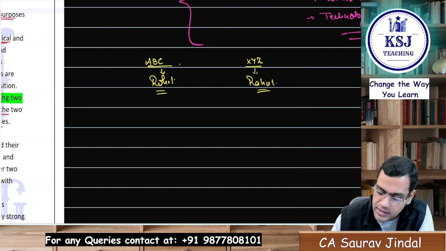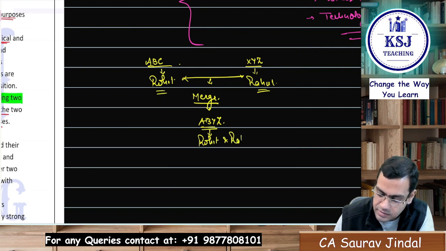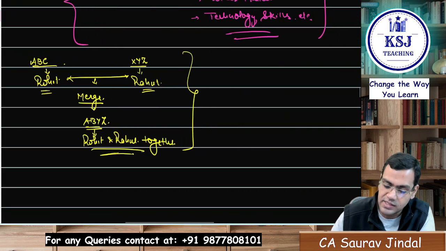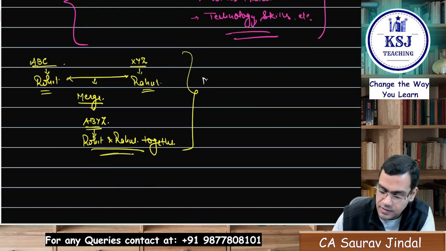What they do, they merge this entity and make ABYZ company, which is now being run by Rohit and Rahul together. Now they are running this together. This is what is known as merger.